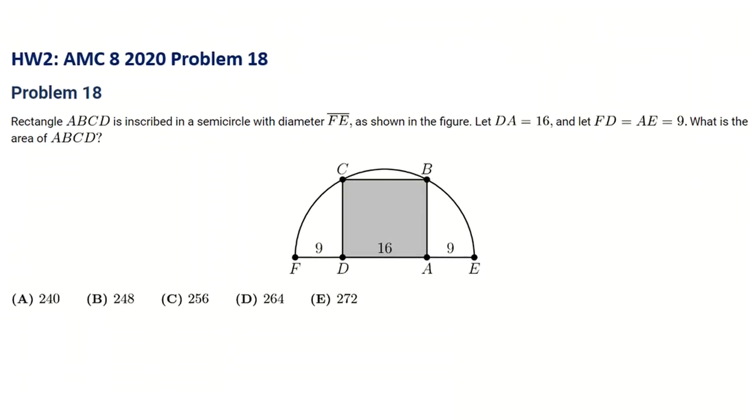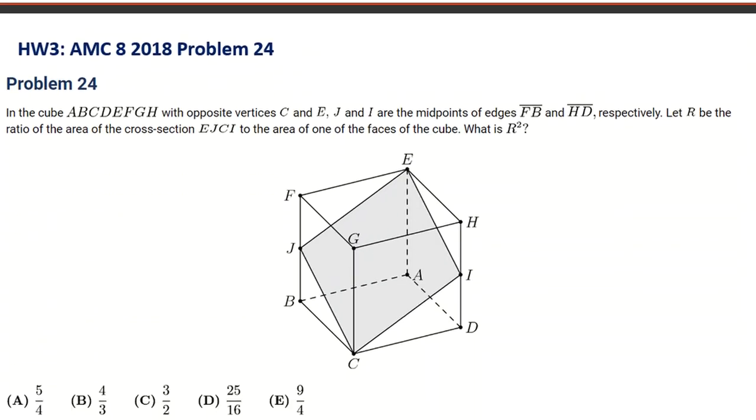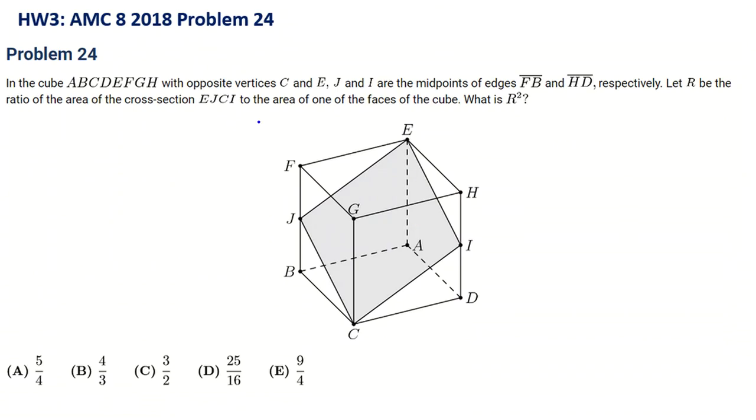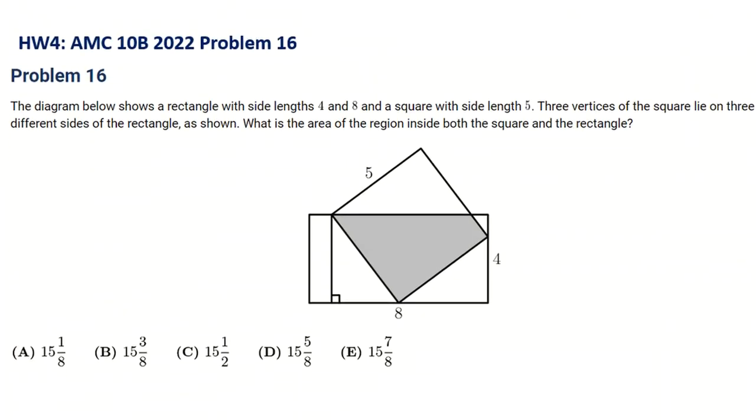So much easy. Next one, AMC 8, 2020, problem 18. And it says we have this rectangle again. We should find the area of ABCD, this shaded region. Homework 3, again for this problem, AMC 8, you should calculate the area of this shaded region. This problem is a bit harder than the previous part. Homework 4, it's AMC 10B 2022, problem 16. Again, you should calculate the area of the region inside both the square and the rectangle, the area of this shaded region.